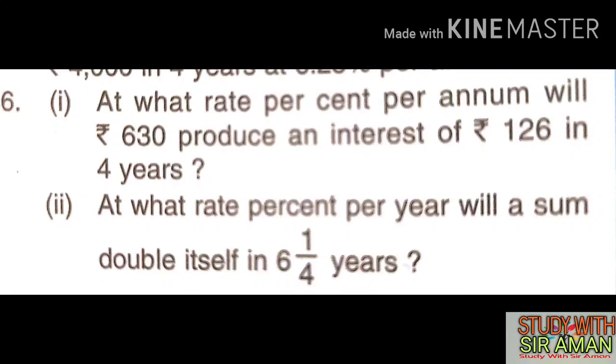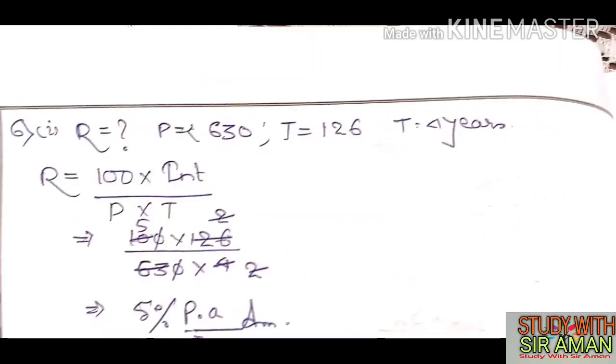At what rate? What is the formula for rate? For rate I need 3 things: interest, principal, time, and all the 3 things are given in the question. Check. Principal, rate we need, principal, time, interest, all the 3 things are given. Calculate, your answer will come.